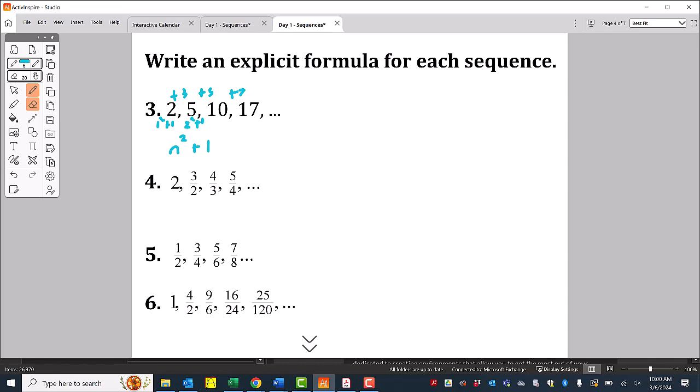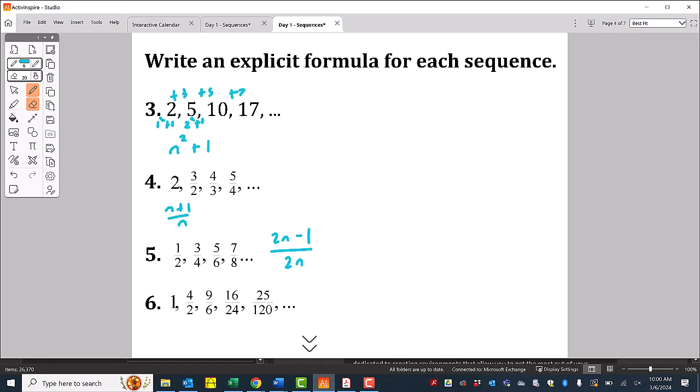Similar thing happens for number 4. On top, we see a sequence of numerically increasing values, so 1, 2, 3, 4. And on the bottom, we see the same thing, but the top is always one more than the bottom. So we can say it's n plus 1 over n. For number 5, on the numerator, we see a sequence of odd integers. On the denominator, we see a sequence of even integers. So we'll create a fraction where the top uses odd integers, starting with n equals 1, and the bottom uses even integers, starting with n equals 1.